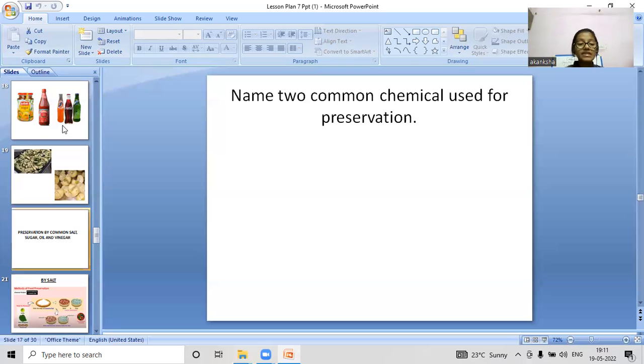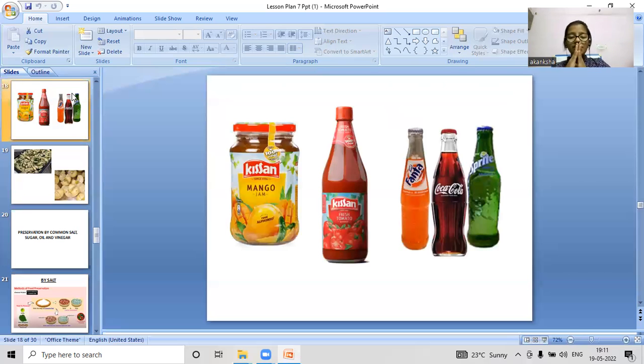Okay, so now we will see some more preservatives. Now in these pictures, there is jam, sauce and different cold drinks, right? So what do your parents say to you regarding these things, like how much you should eat, in which quantity you should drink? So what do they say?